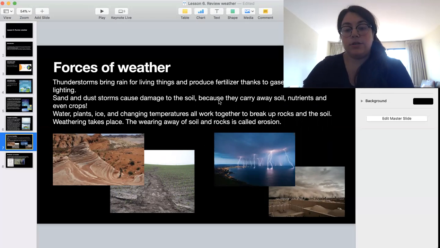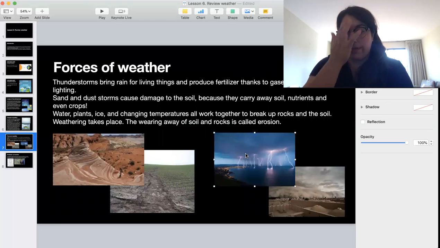And then we have thunderstorms, like this picture. You have thunder, but thunder, it's not really bad because when you have a thunderstorm, first you get rain, which is good for our crops. And then thunder actually serves as a fertilizer for the plants.